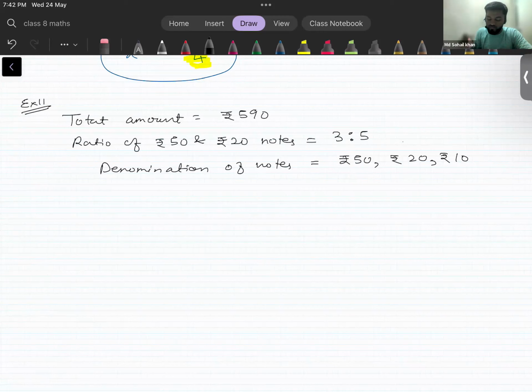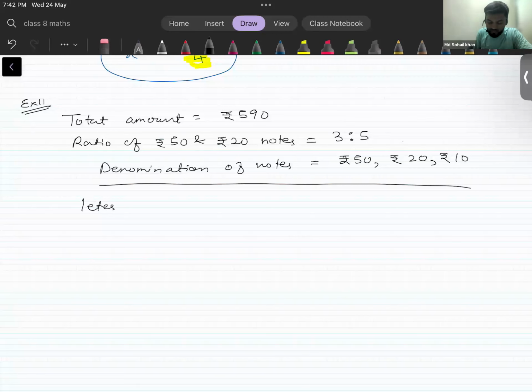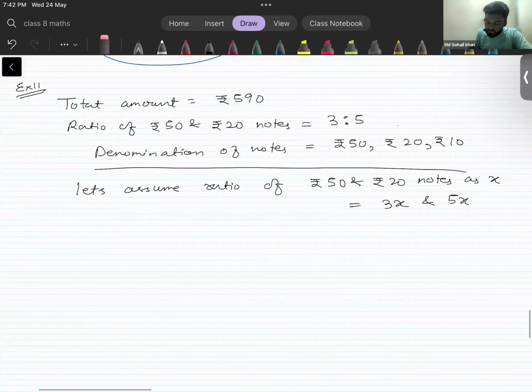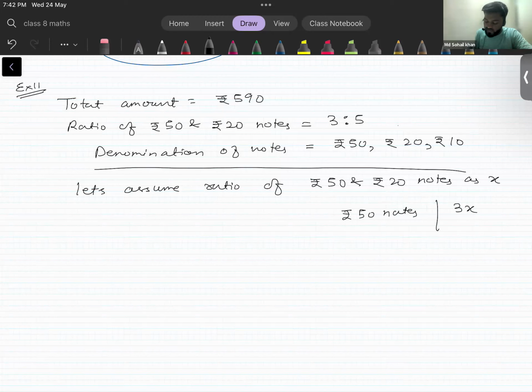Now we will assume the ratio of 50 and 20 rupee notes to be in the form of x. Let's assume the ratio of rupees 50 and rupees 20 notes as x. So they will become 3x and 5x. Let me write it more clearly so that it is simpler to understand. Rupees 50 notes we will take as 3x, and rupees 20 notes as 5x.